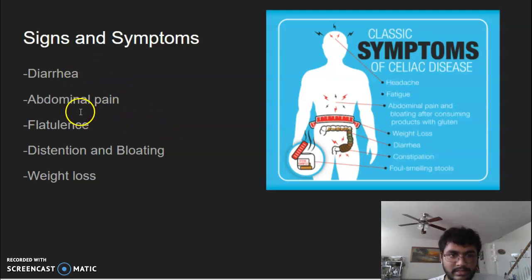And now is abdominal pain as well. This occurs with bowel habit changes. It can be really severe.